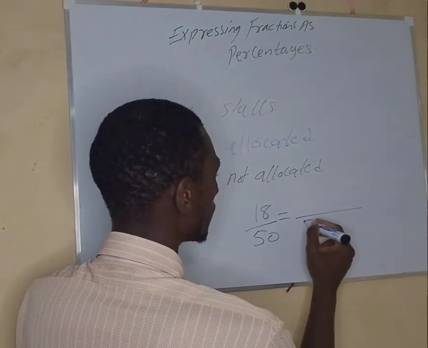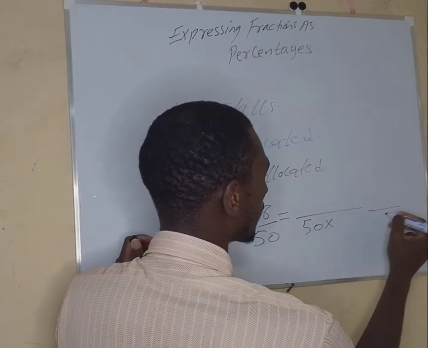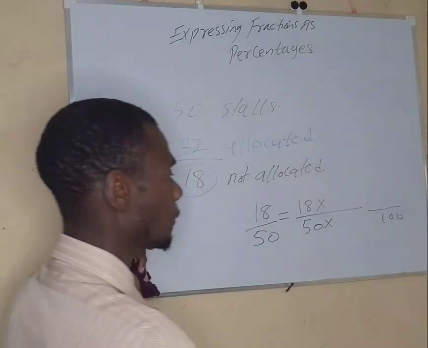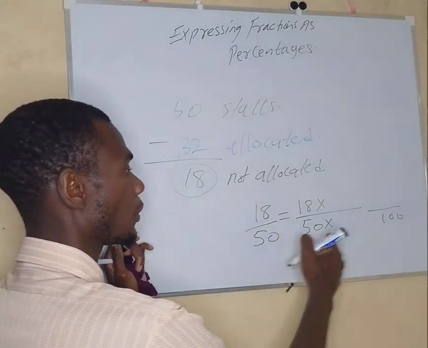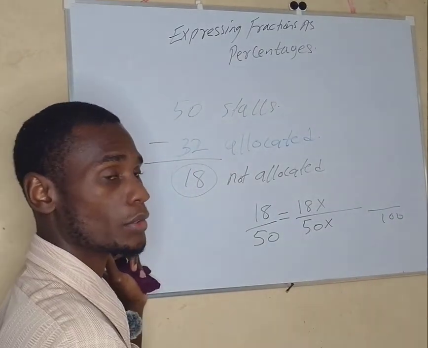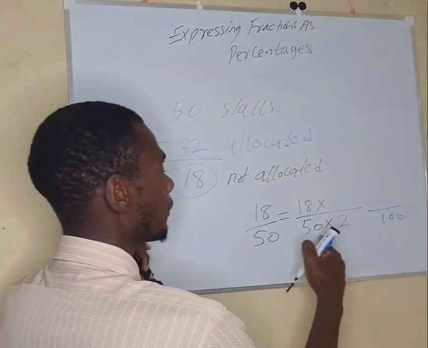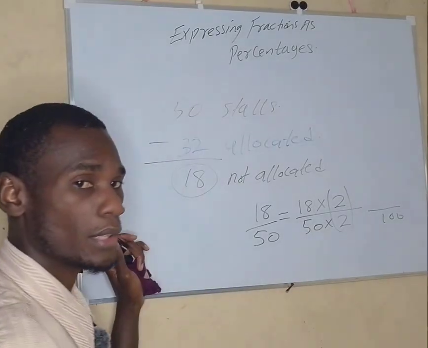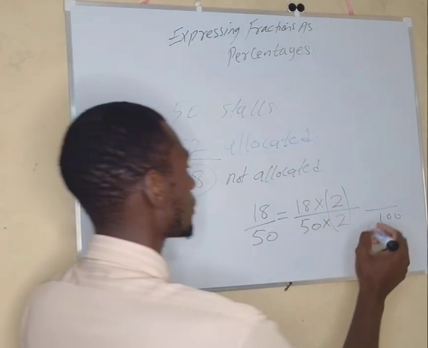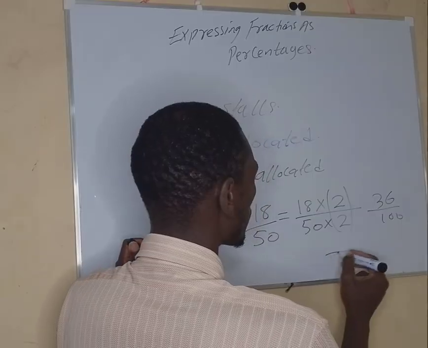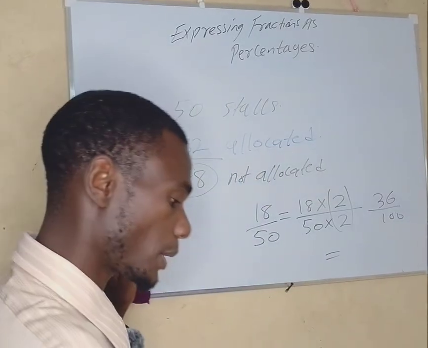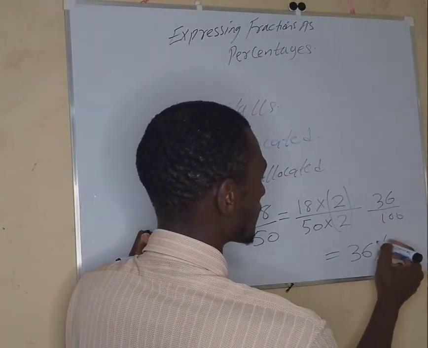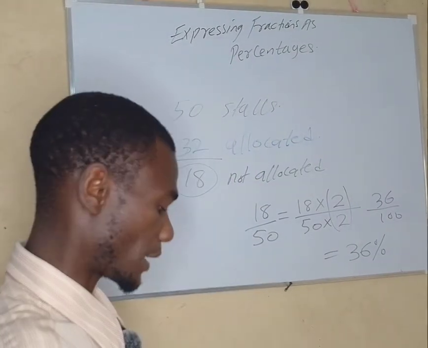What can we do to this 50 to make it 100? The same number we multiply the denominator by, we will multiply the numerator by. So 100 divided by 50 is 2. So this number is 2. 50 times 2 is 100. The same 2 we use up there. I've said that number must be the same number. So 18 times 2, you get 36. So that is the percentage. The percentage of stalls that remained is 36%.